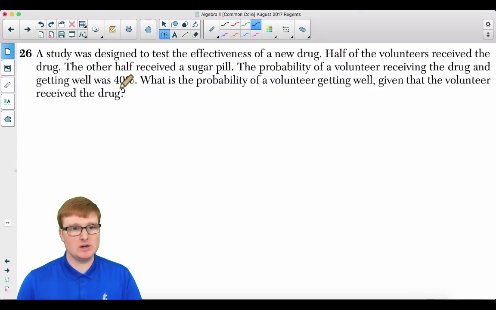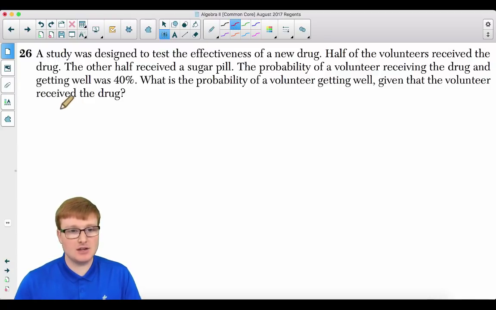Number 26, a study was designed to test the effectiveness of a new drug. Half of the volunteers received the drug. The other half received a sugar pill. The probability of a volunteer receiving the drug and getting well was 40%. What is the probability of a volunteer getting well given that the volunteer received the drug?